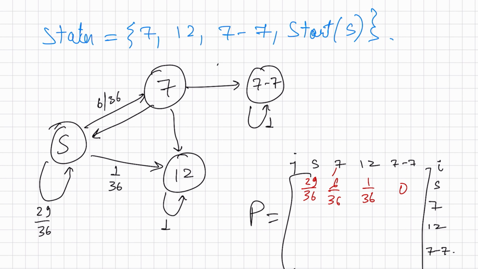Now let's talk about state 7. The first one is the probability from 7 to S. This is nothing but the probability you go back here. From 7, anytime you roll a die, it's an independent call, okay? And the probability of going to the start state is the same as the probability of getting something which is not 7 or 12, right?